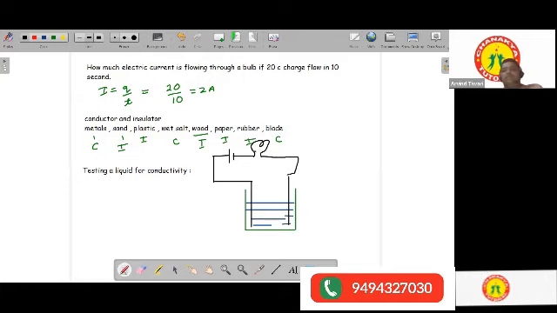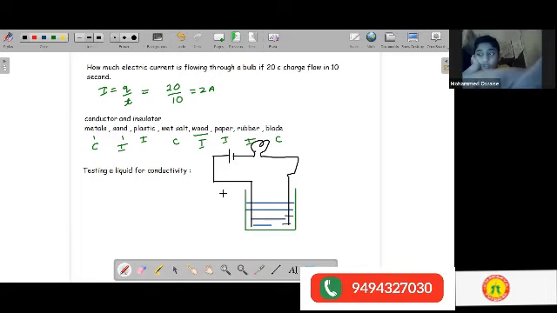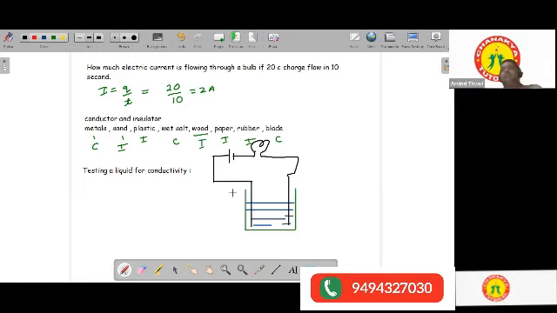So we use the cell and the bulb. Now see, will this bulb glow or not? This bulb will glow only if the liquid conducts electricity. If the liquid does not conduct electricity, the bulb will not glow.